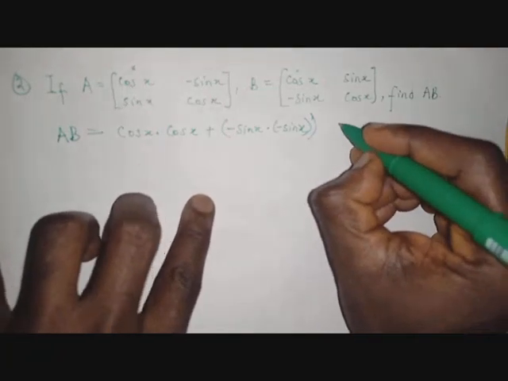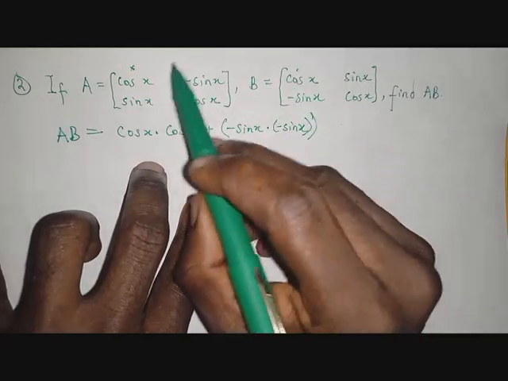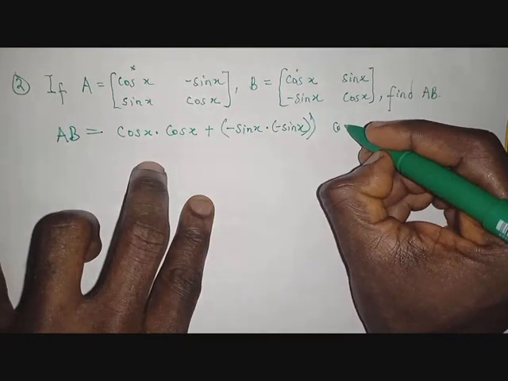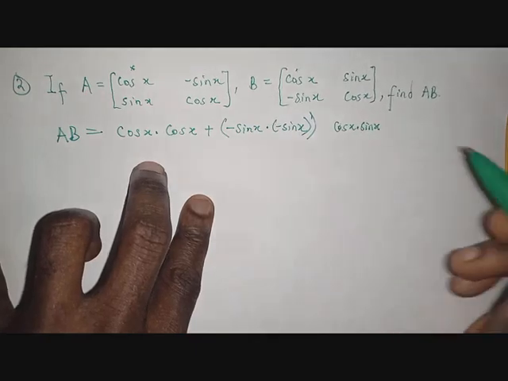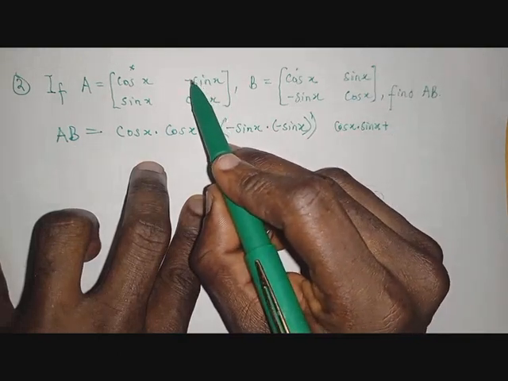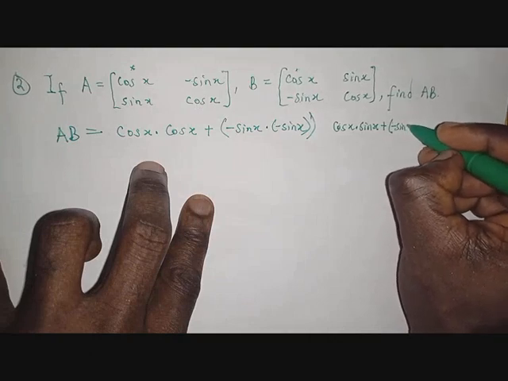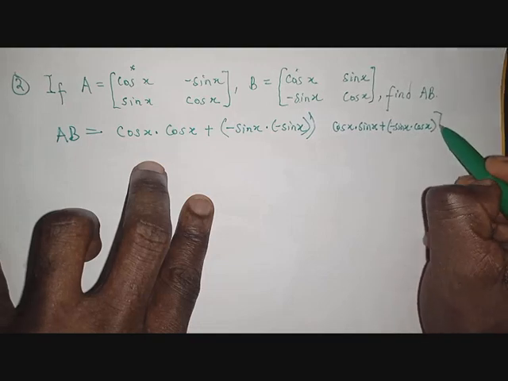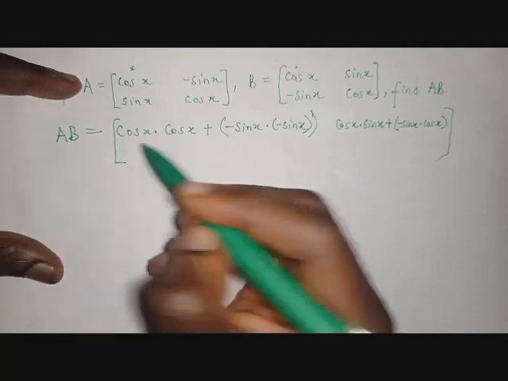Then we're going to go to the other, that's row 1, column 2. This time it's going to be cosine x times sine x. Okay. Then we say plus minus sine x times cosine x. So this is the product that we are getting.